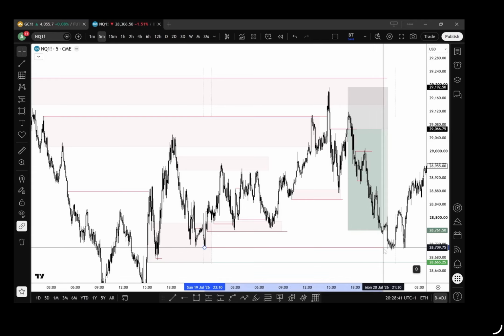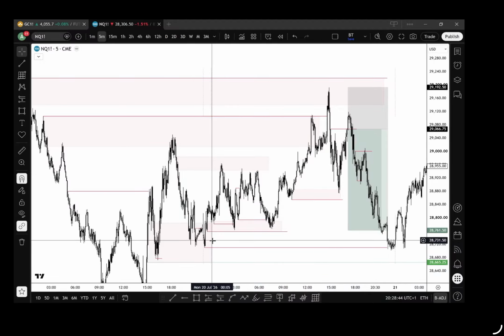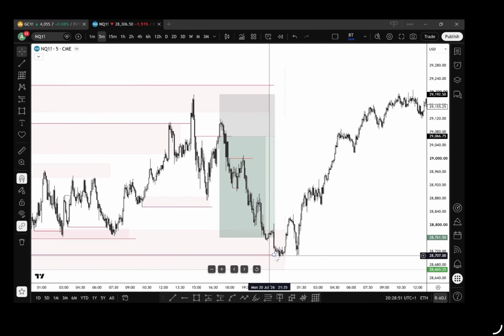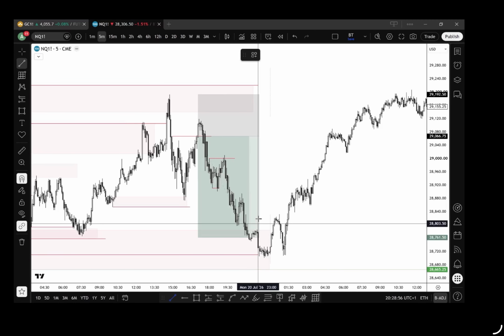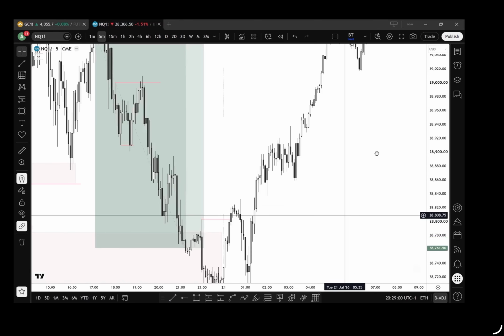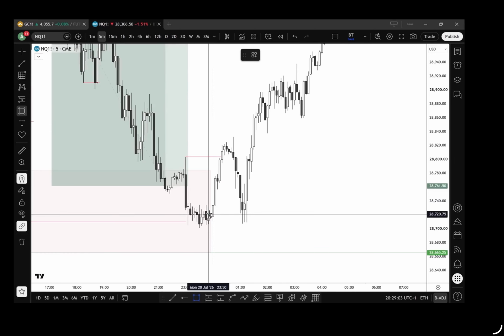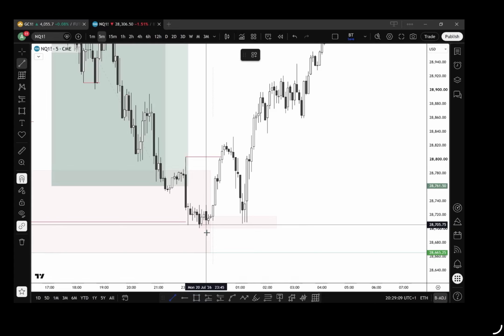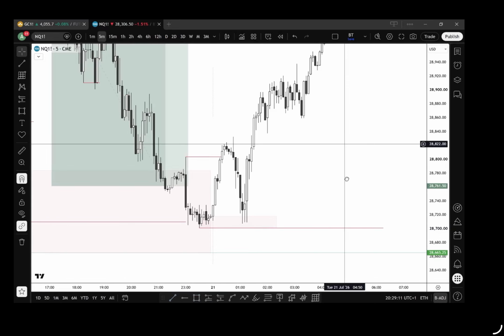Why? Because we still have that inducement from the left. Okay, that inducement low is still intact. So on Tuesday, Asia, we break higher. Okay, and we then come back down to these lows. We respect these lows. Again, liquidity being built at these lows, so keep that marked out.